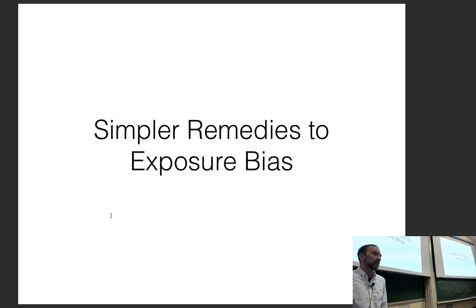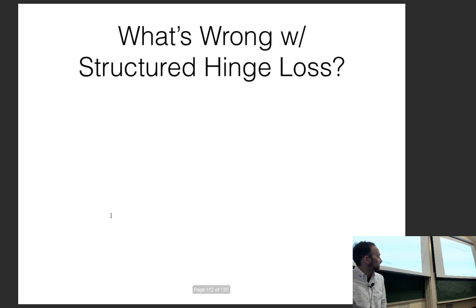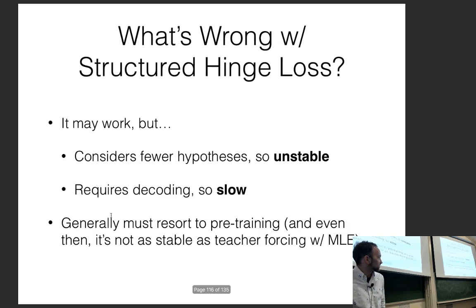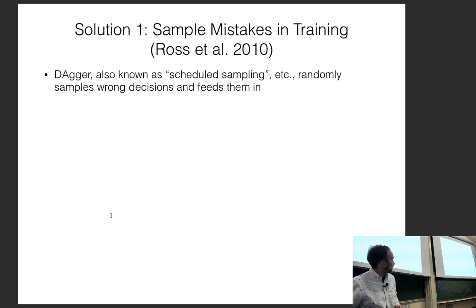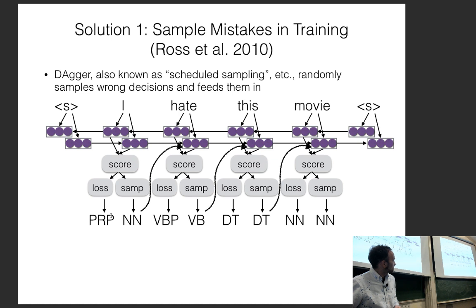However, there are simpler methods to remedy exposure bias. One of them is sampling mistakes during training. This was what was called Dagger in the reading. What it does is it basically samples outputs randomly with respect to wrong decisions and feeds them in. So basically you calculate the loss of the correct answer, but when you calculate the thing that you feed into your neural network, you instead randomly sample a mistake.